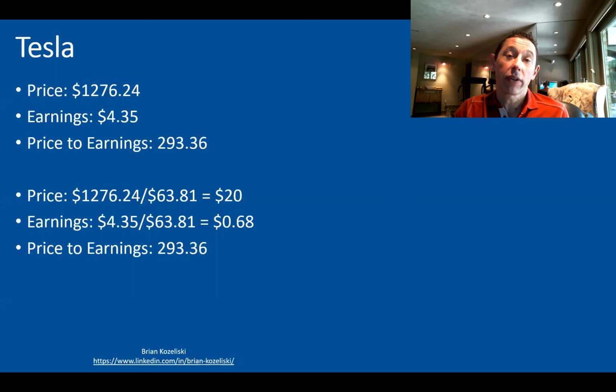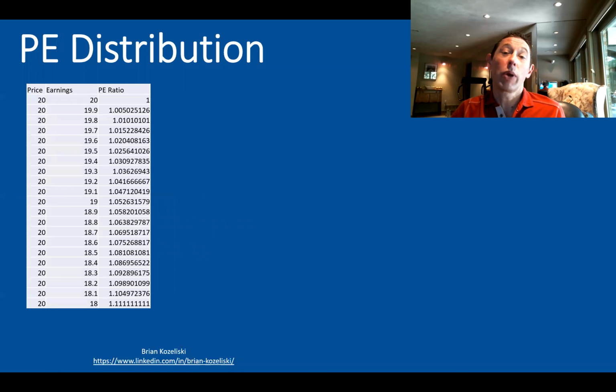Why do I want to do this? The reason I want to do this is because I want to compare stocks across the entire universe. And the easiest way to do that is to hold one of the elements constant. So we're going to normalize all the prices to 20. Now that allows us to compare just the earnings, right?